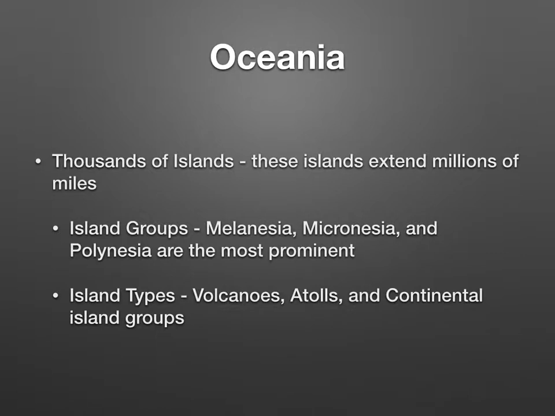Oceania. This is thousands of islands. These islands extend millions of miles throughout the Pacific Ocean. Some of the island groups include Melanesia, Micronesia, and Polynesia. These are some of the most prominent. Many different types of islands. We have volcanoes, atolls, and continental island groups. Make sure you remember the difference between what a volcanic island is, an atoll, and a continental island.